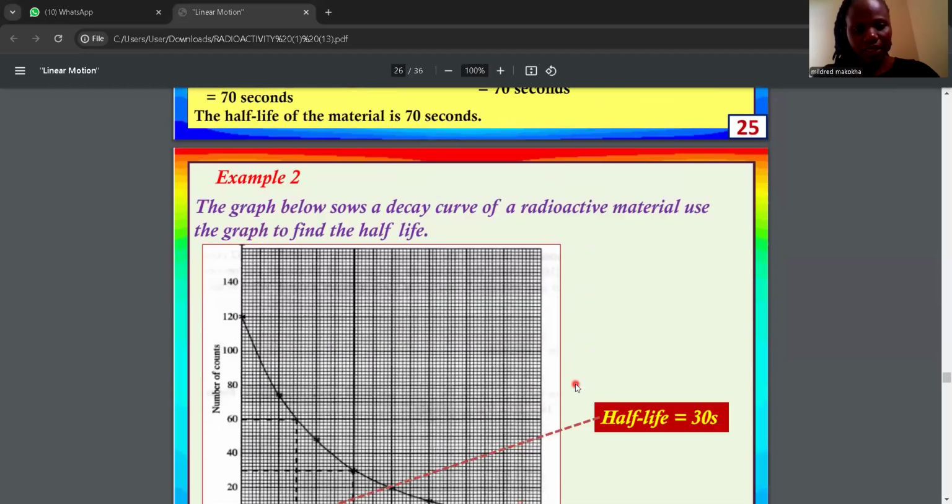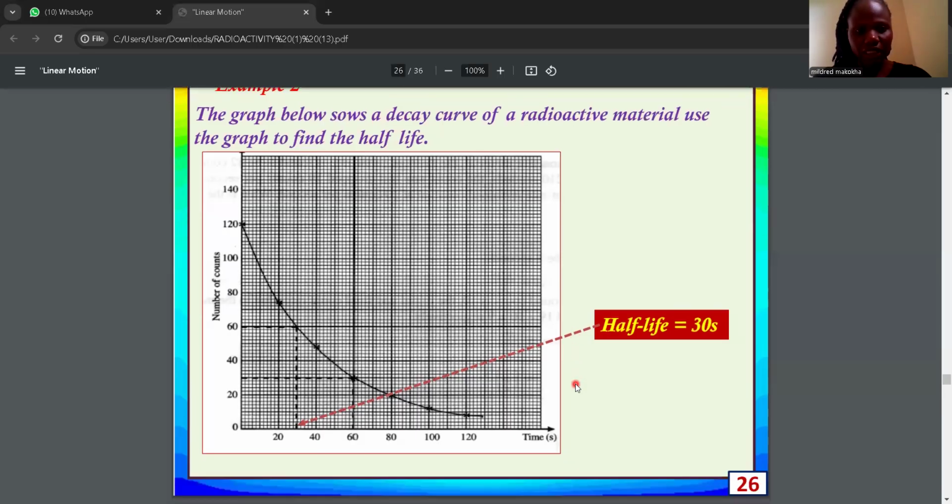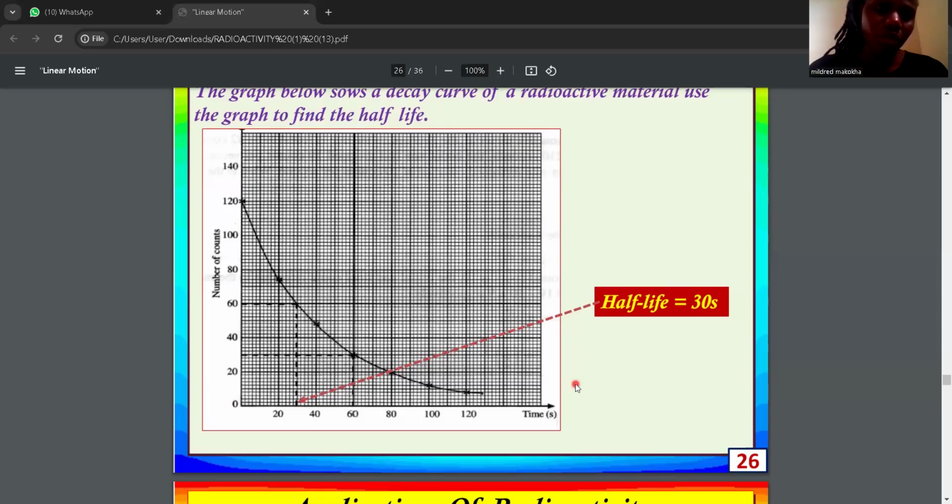And then another example here: the graph below shows a decay curve of a radioactive material. Use the graph to find the half-life. So the graph is the graph of number of counts against time.